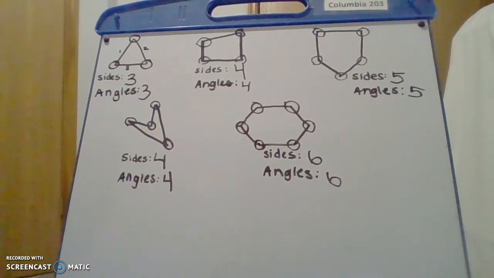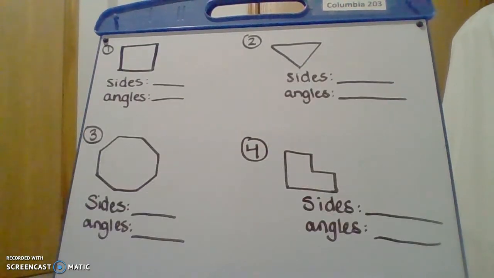So what I'm going to do now is just give you some problems to practice, and so you can write them down in your notebook. Hold on. All right, so here are the ones that you're going to practice, and you're going to identify their attributes, which are the sides and the angles. We have number 1, 2, 3, and 4.